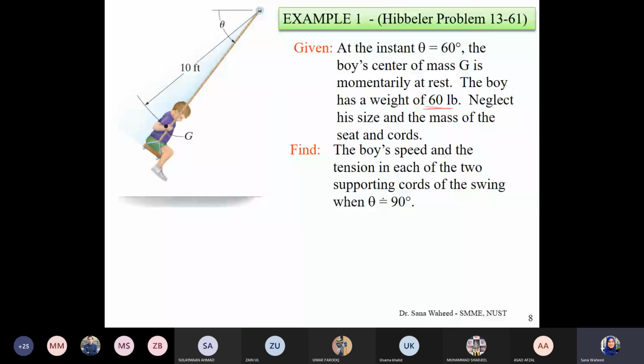Right, okay, so we're given the conditions for theta equal to 60. His speed at theta equal to 60 was 0. What we want to do now is, at theta equal to 90, find the velocity and find the tension in the cable. That's what we do. Okay, so let's start this problem.